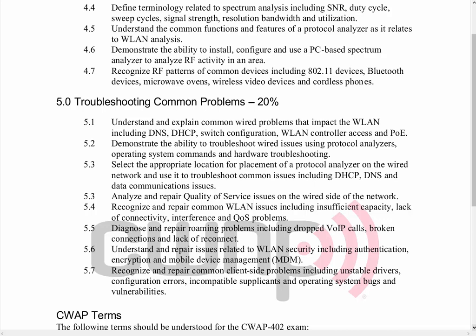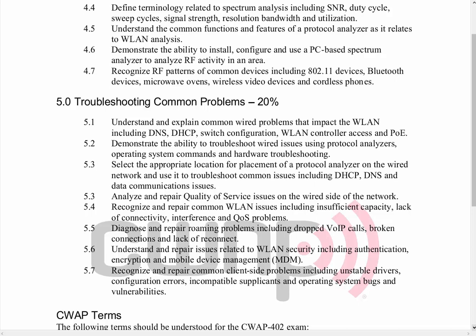Third sub-objective, select the right location for placement of a protocol analyzer on the wired network. So do you know where to put it if you're troubleshooting DNS, or if you're troubleshooting DHCP, or controller access issues? You need to know where to locate that wired protocol analyzer to accomplish that end goal.